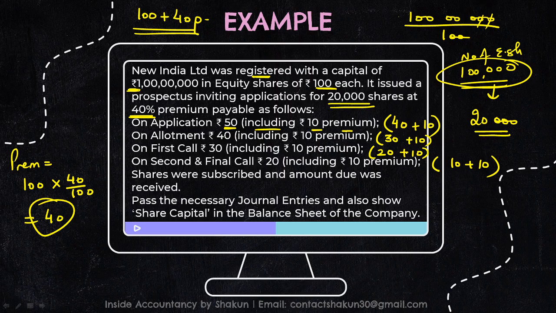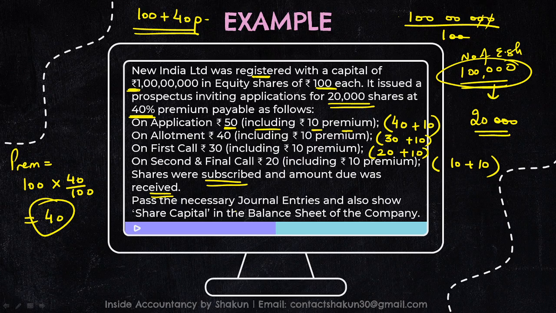Now just make a total of all this so that to ensure that we have done correctly. 40, 30, 70, 80, 90, 100. That means our face value is 100 and 10, 10, 10, 10. That means 40 rupees is the premium. Shares was subscribed and the amount was duly received. That means all the shares which you had issued, they were subscribed for and you have received all the amount. What journal entries would you pass and how will you show it in the balance sheet of the company?